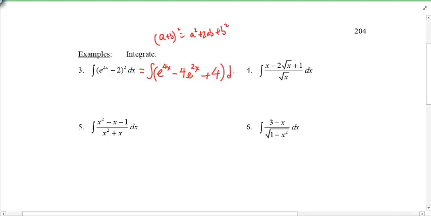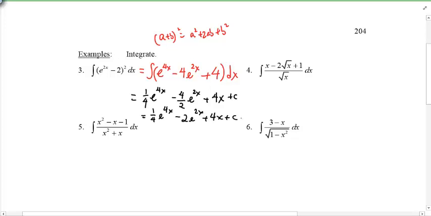So notice all I've done is expand it out, and now I can integrate this term by term. The antiderivative of e to the 4x is just e to the 4x with a 1 over 4 in front. e to the 2x, of course, with the 1/2 in front. And the antiderivative of 4 is just 4x. We can simplify this and write it as 1/4 e to the 4x minus 2 e to the 2x plus 4x plus c. Done.